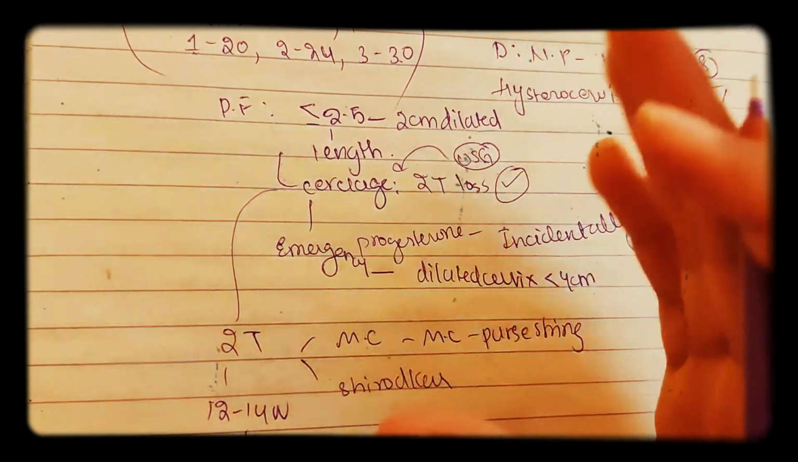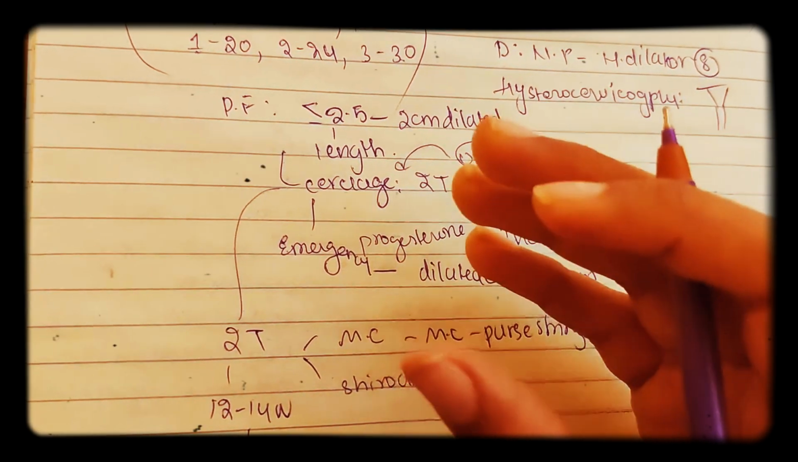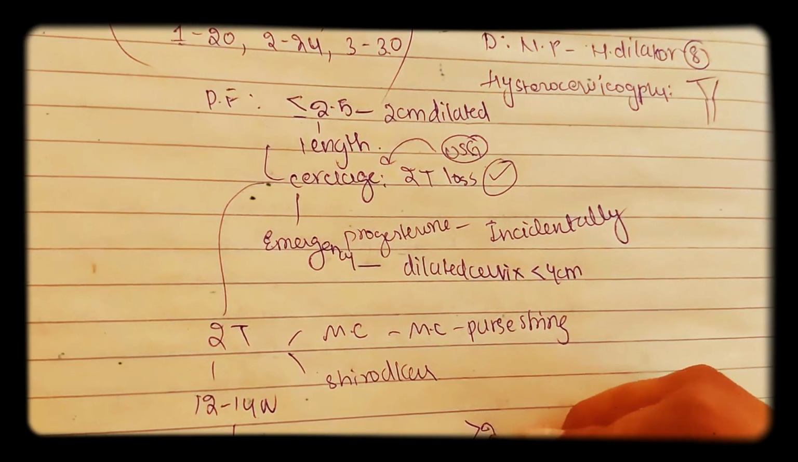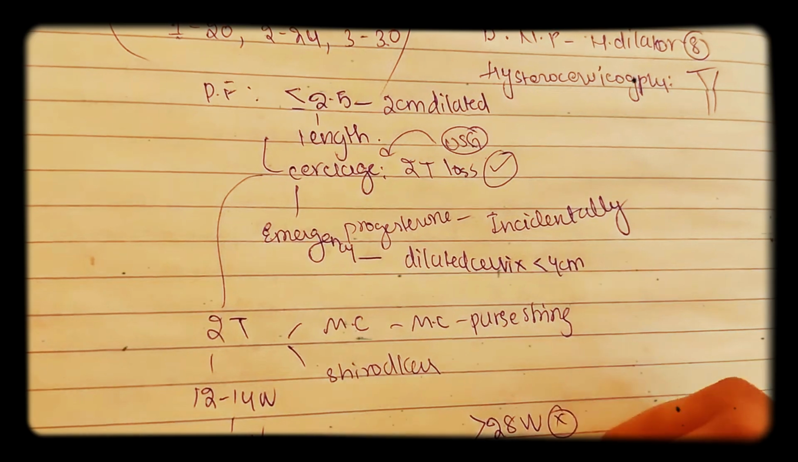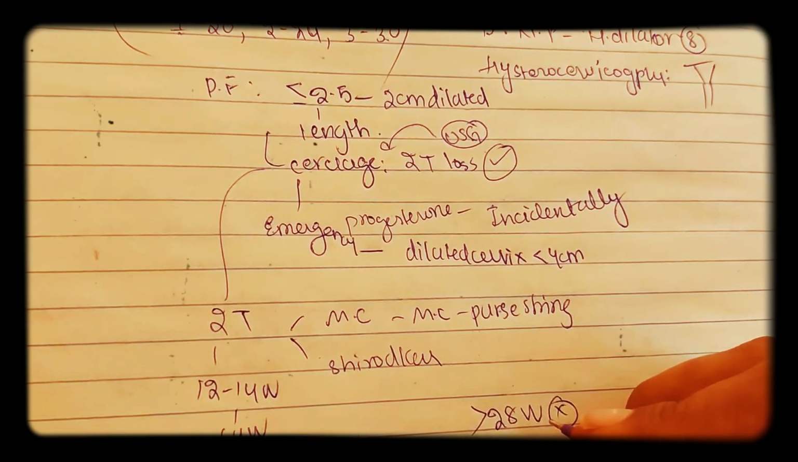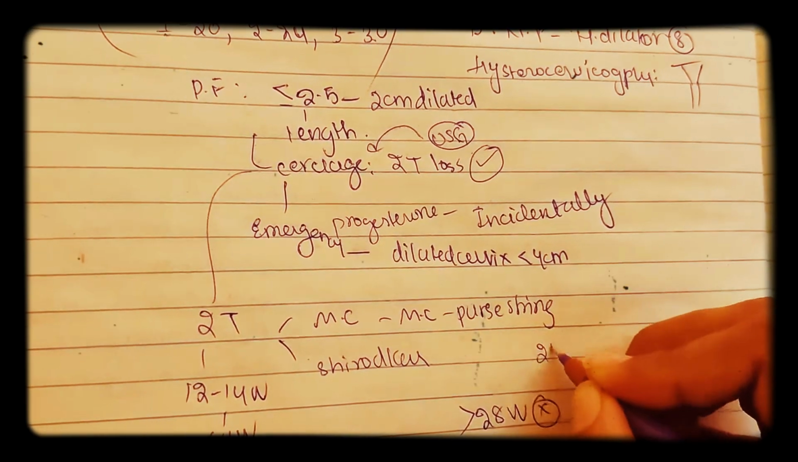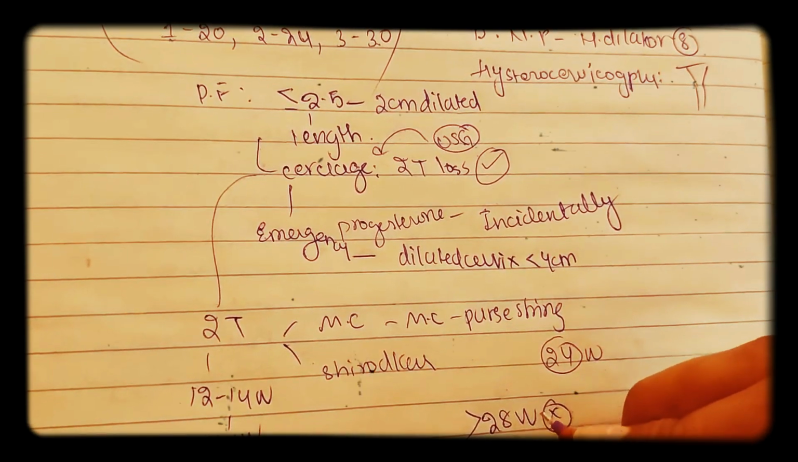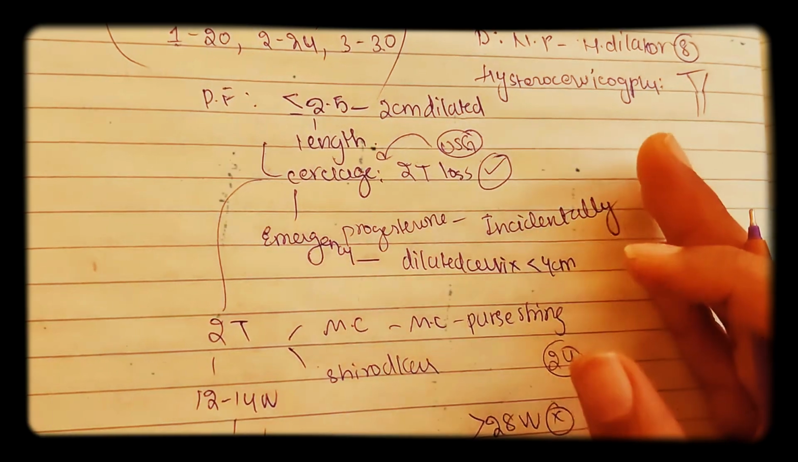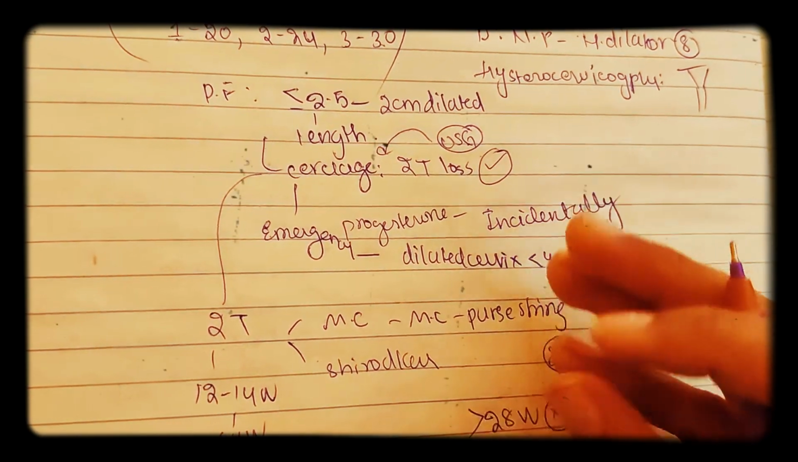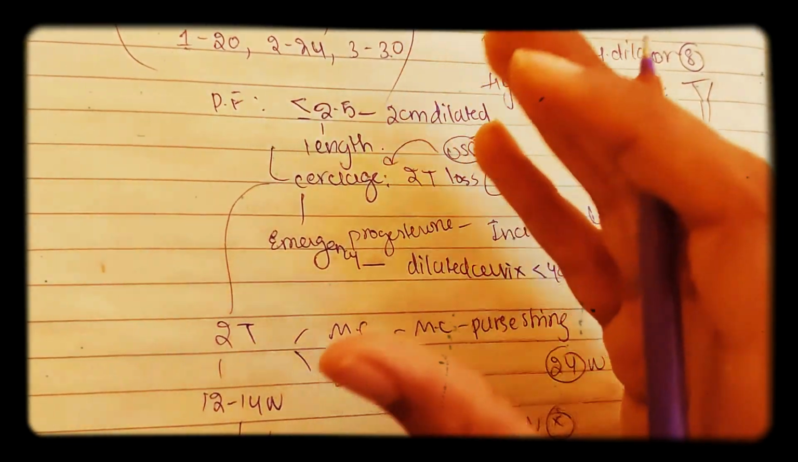It should not be done beyond 28 weeks as it may cause rupture of membranes. So always remember, greater than 28 weeks don't do cerclage because it will lead to rupture of membranes. And it can be done till 24 weeks of gestation. Better to do till 24 weeks of gestation. Between 24 to 28 weeks it is individualized. It is according to your opinion, according to the case you can do.